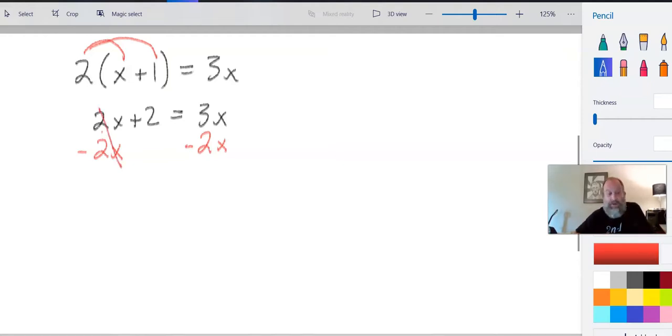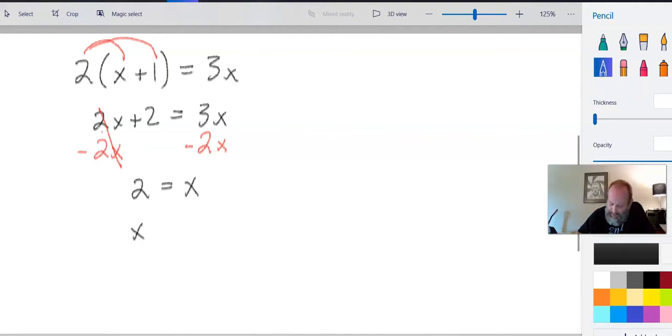Okay, so 2x minus 2x is 0. And that leaves me with a 2 on the left-hand side. If I have 3x minus 2x, well, I have 3 minus 2. That leaves me with 1x. And we write 1x as x. Right? So 2 equals x.